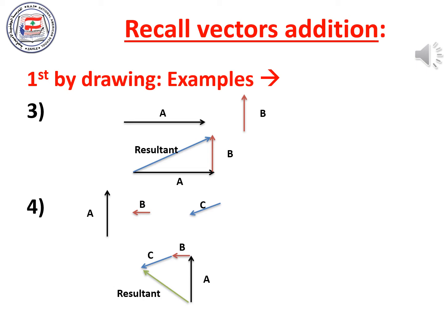In number 4, I have 3 vectors, so it is more complex, but it is easy if we follow the rule. I put A, I draw it like it is, because it is the first vector. Then I bring B and I stick the tail of B to the head of A. Then I bring C and I stick the tail of C to the head of B. And the resultant vector is from the tail of the first to the head of the last, as you can see in the figure in front of you. So this is how we can find the resultant vector by drawing.